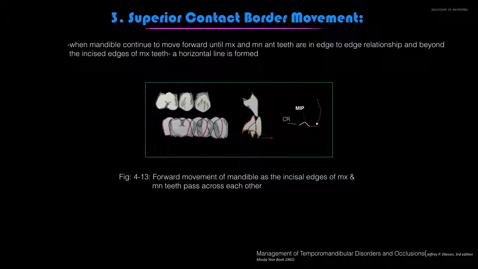When the mandible continues to move forward until the maxillary and mandibular anterior teeth are in edge-to-edge relationship and beyond the incisal edges of the maxillary teeth, a horizontal line is formed. The figure shows a forward movement of the mandible as the incisal edges of the maxillary and mandibular teeth pass across each other.